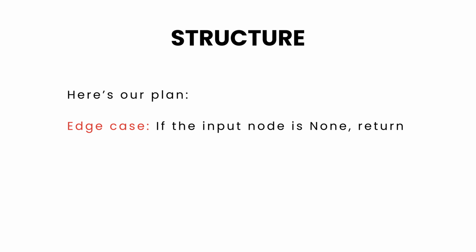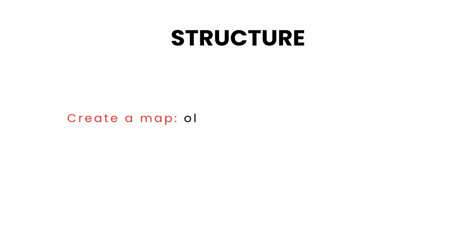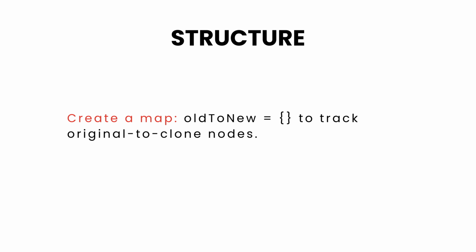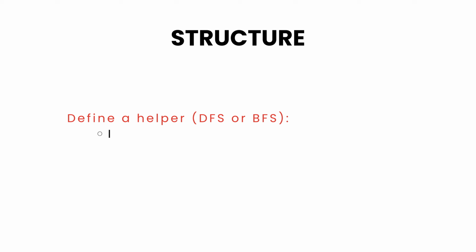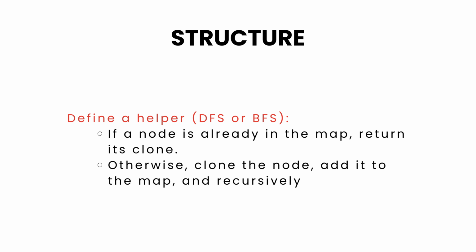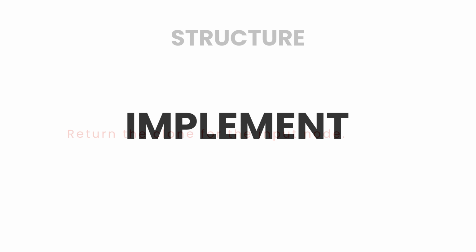Here's our plan. Edge case: if the input node is none, return none. Create a map, old to new, to track original to clone nodes. Define a helper, DFS or BFS. If a node is already in the map, return its clone. Otherwise, clone the node, add it to the map, and recursively clone all neighbors. Return the clone for the input node.